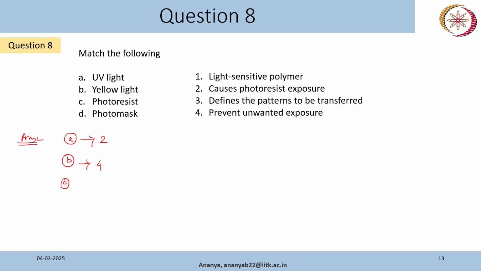C is photoresist. Photoresist is a light sensitive polymer. So C with 1. And D, photomask. It defines the patterns to be transferred, so it's with 3. A photomask has transparent and dark regions. Usually it is chromium coated on a glass or quartz substrate, so that will be transparent, and chromium will be opaque, so light will not pass through it.